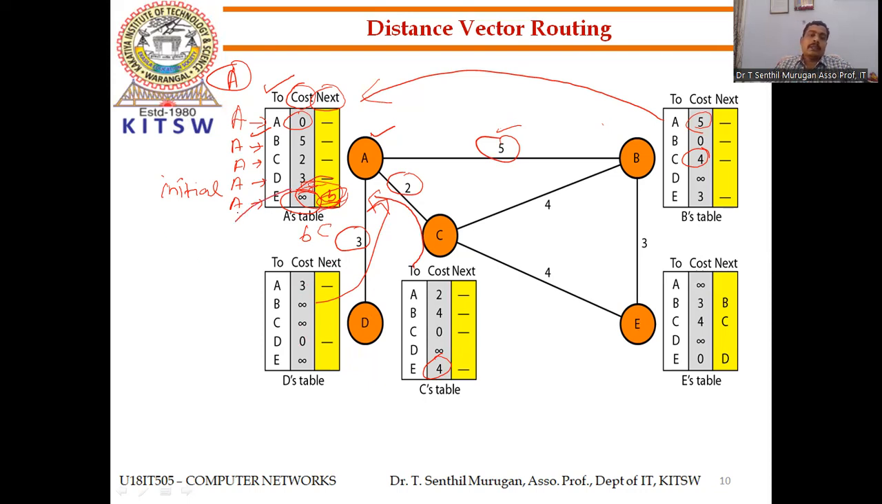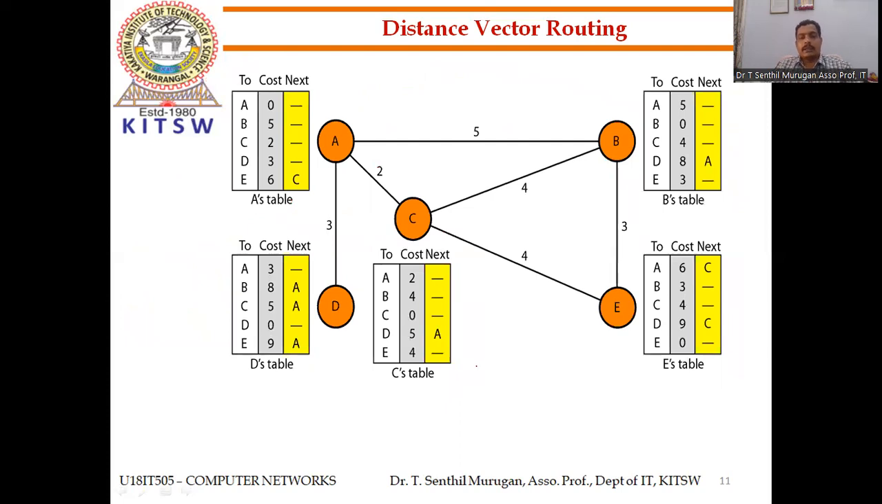So finally, what is the A table after updating? So A, B, C, D, E is there. Okay. So here the initial values are the same, 0, 5, 2, 3. There are no changes. But for E, we are getting the 6 value through C. So these are the direct links. That's why we kept a hyphen. Okay. So this is a table. Like this, we can update. Finally, we are getting these tables like this. Okay. This is the distance vector routing protocol.